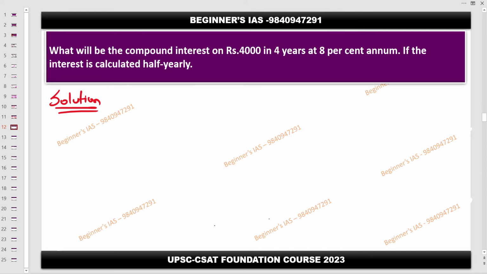So here principal is equal to 4,000. R is equal to 8%. T is equal to 4. Here the question is dealing with half yearly. So half yearly means the rate of interest will become 4%. Clear?